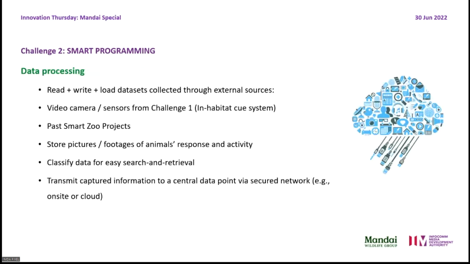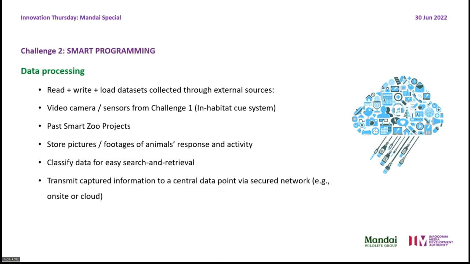And of course, with smart programming, the smart element is also quite important because analysis is ultimately going to tell us whether what we're doing is actually providing optimal welfare for the animals. And of course, when we're talking about data processing, we have the animals' behaviors that we are eliciting. We also need to understand that these behaviors are important data points for us to look at when we're intending to look at long-term trends.